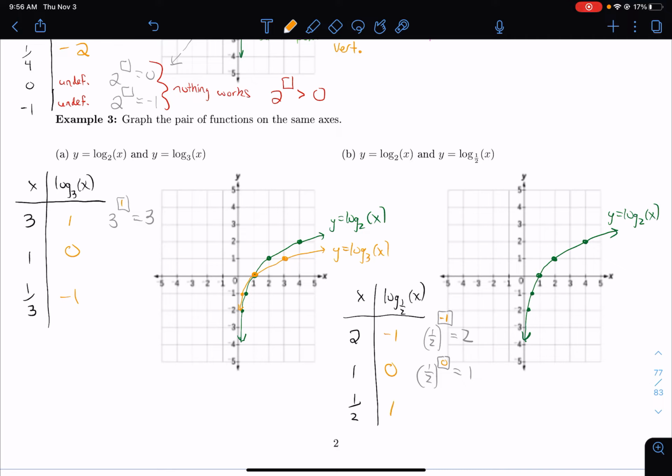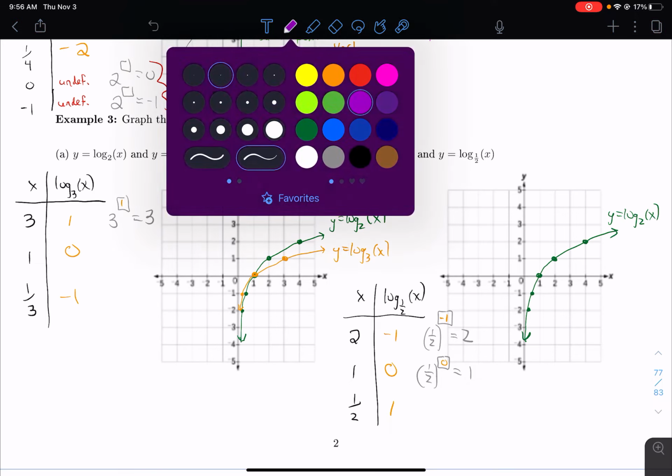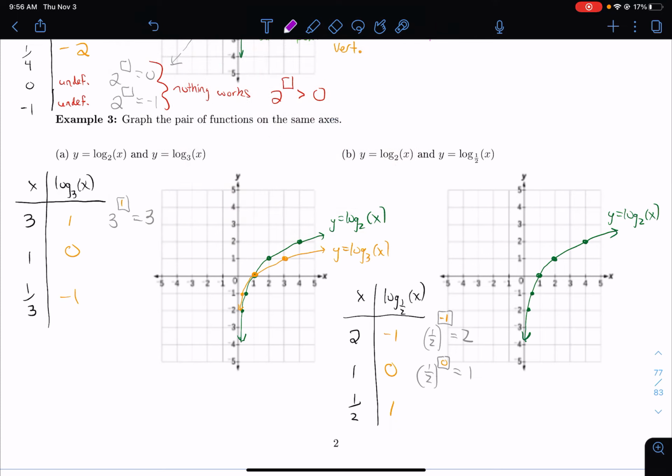Okay, so let's plot these points. When x is 2, the y value is -1. When x is 1, the y value is 0. And then when x is 1/2, the y value is 1. If I connect these, it turns out the graph is going to look like this. I'm plotting another point there. This is the graph of y equals log base 1/2 of x.